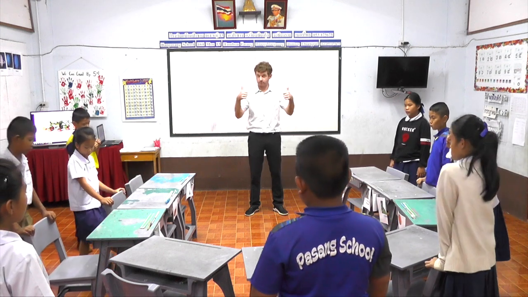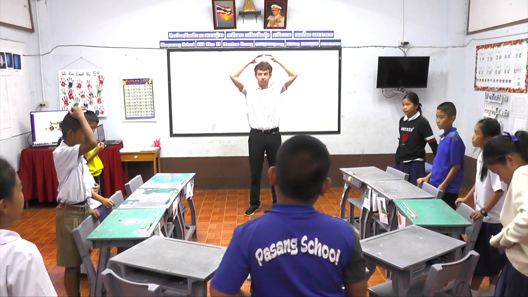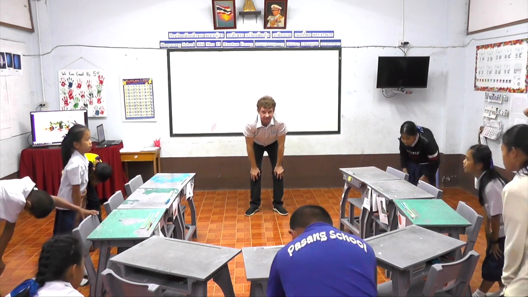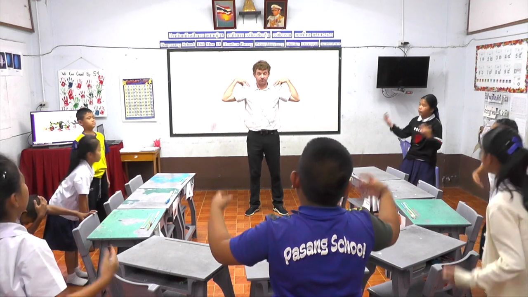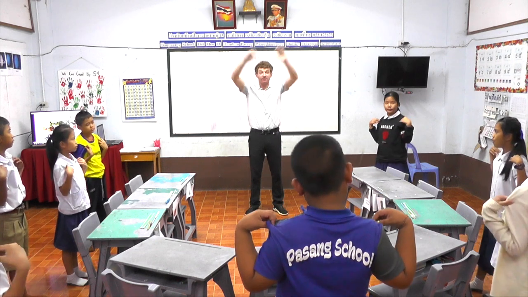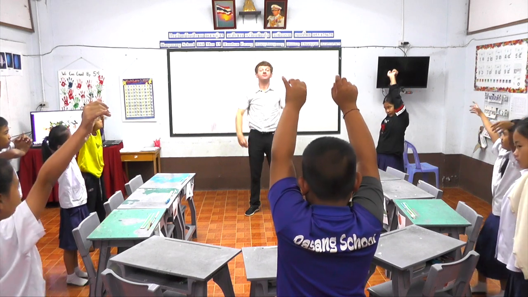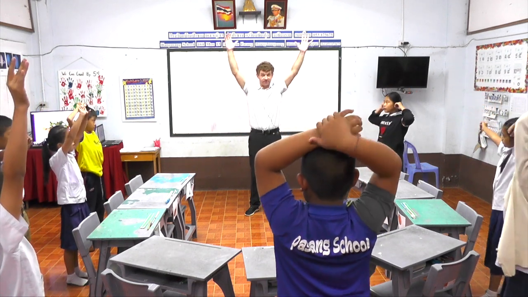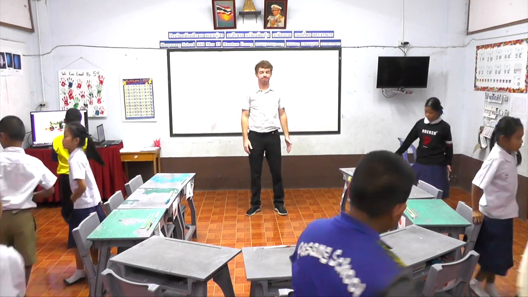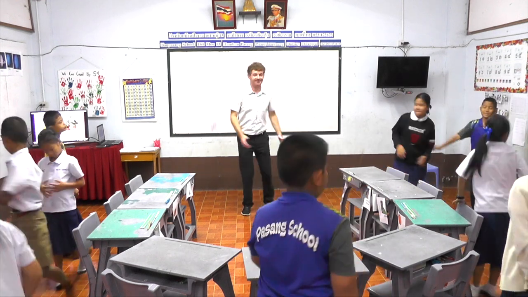If Teacher says, we can do. If Teacher doesn't say, don't do. So Teacher says, hands on head. Teacher says, touch your knees. Teacher says, hands on shoulders. Touch your nose. Teacher says, arms in the air. Arms down. Teacher says, keep your arms in the air. Teacher says, arms down. Teacher says, turn around. Turn back the other way. Teacher says, turn the other way.